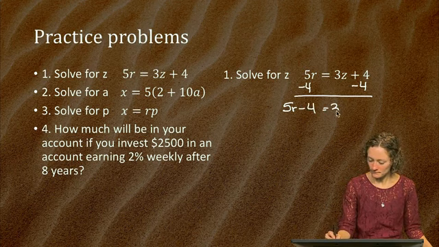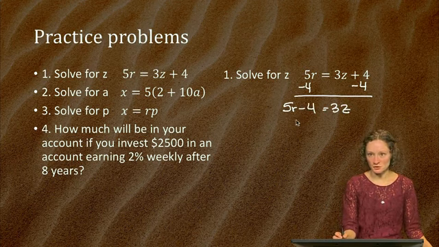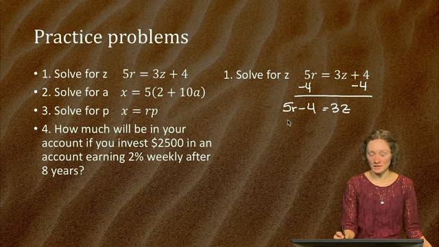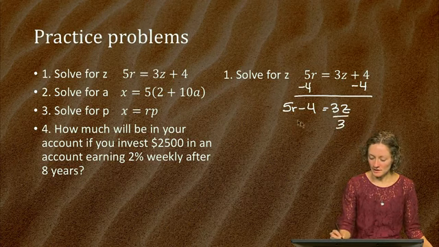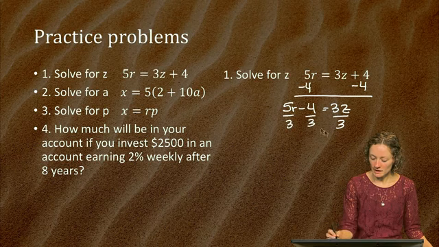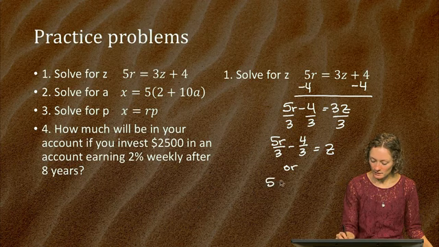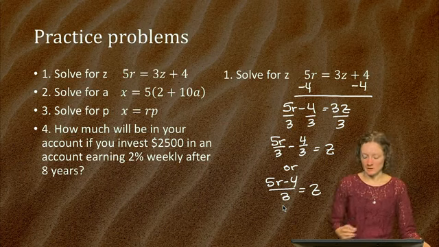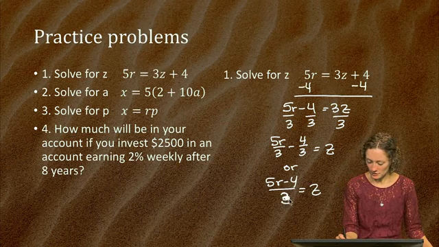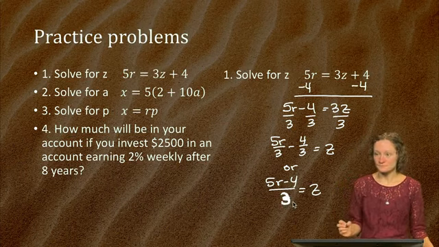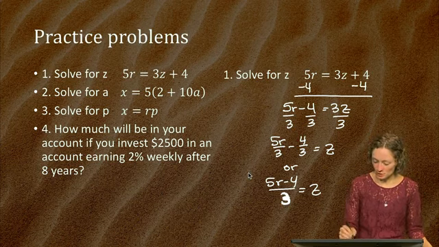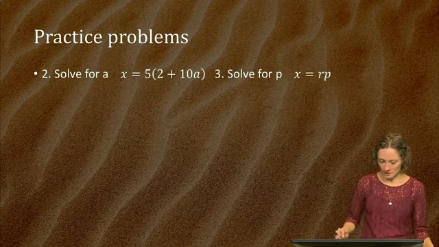Minus 4. As I mentioned, if these two terms are flip-flopped, that's fine. Negative 4 plus 5r. And then divide everything by 3. And you have the choice of doing individual terms or the entire thing. Either way, this is a 3. Okay, either one of these is good. Let's do the second one.